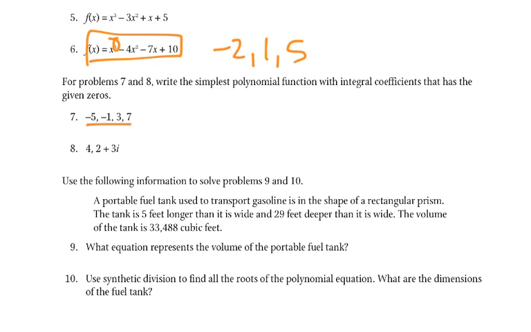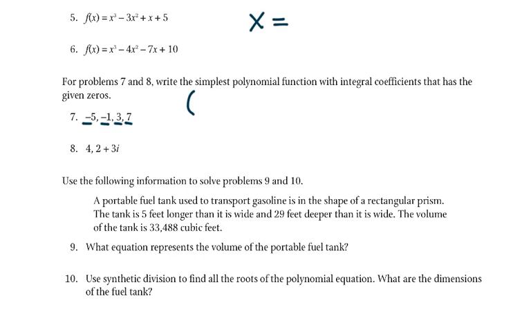Okay, they're giving us the roots. They want us to write a polynomial function, the simplest one we could. So the first step is to take each one of these and turn them into a factor. That would be like saying x equals negative 5. Add 5 to both sides, and you'd have x plus 5 equals 0, and that would make it a factor. So just go x, then the opposite.